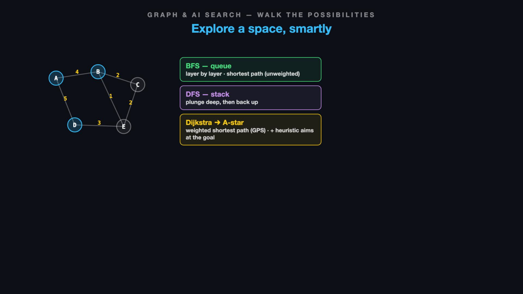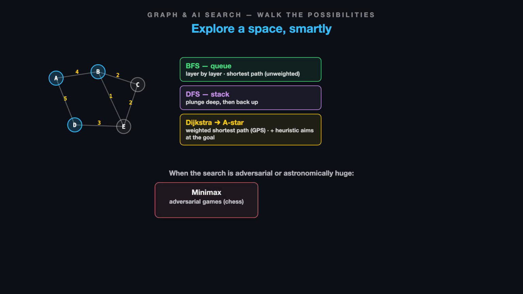It finds the shortest path when every step costs the same. Depth-first search uses a stack, plunging deep before backing up. Add weights, like roads of different lengths, and you want Dijkstra's algorithm, the math behind GPS routing. Give Dijkstra a heuristic, a sense of which way the goal is, and it becomes A star, aiming straight at the target. And when there is an opponent, Minimax plays adversarial games like chess.